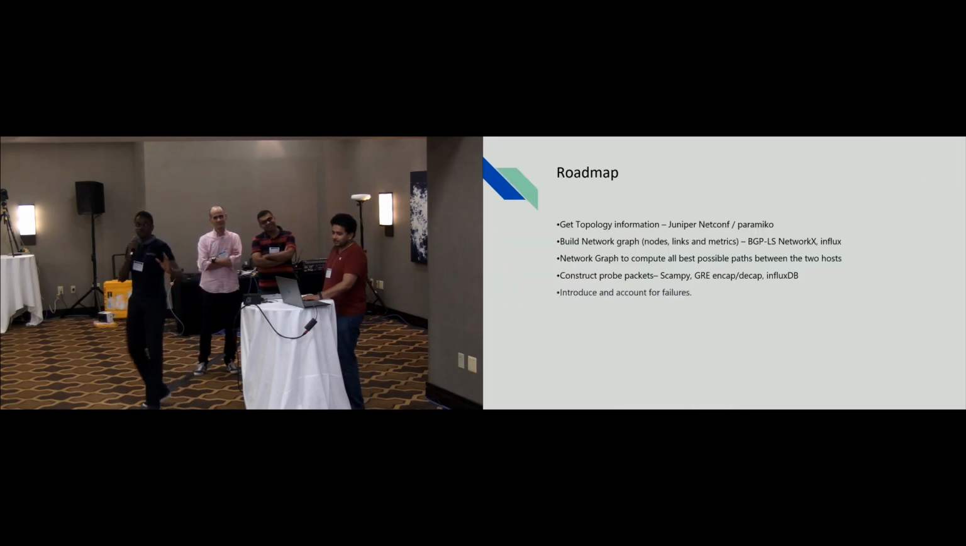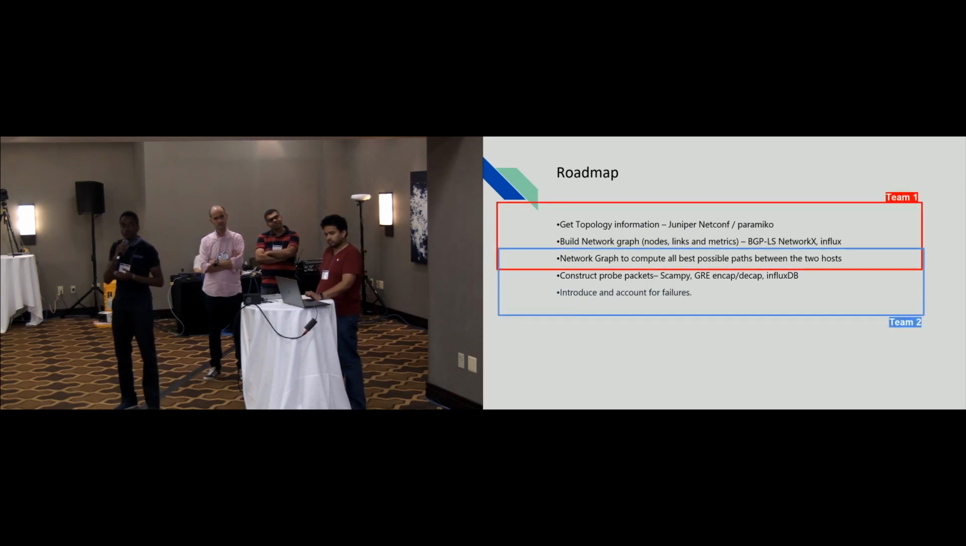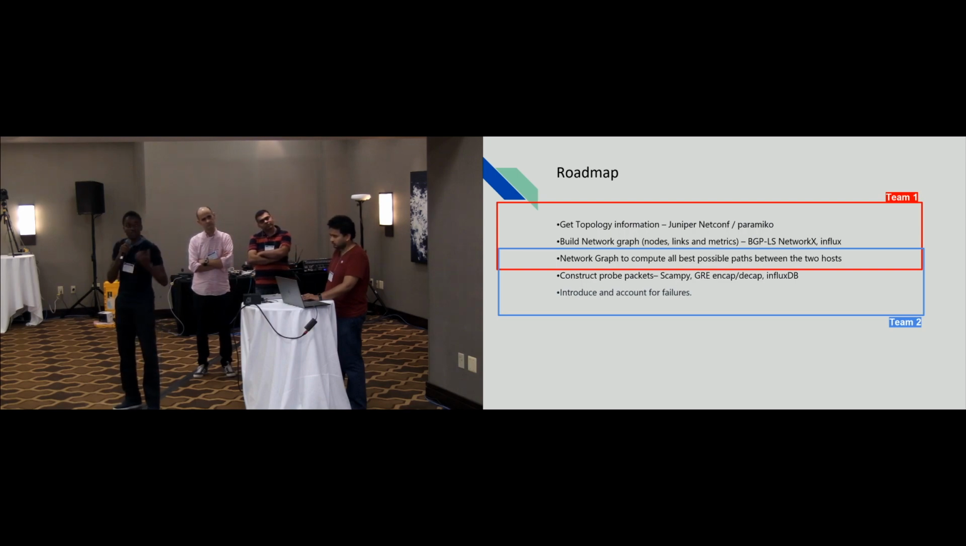Yeah. So this is the roadmap that we decided to follow. We decided first to get, of course, the topology of the network, and then we tried to build the network graph, and to use this graph to get all the possible paths to the two hosts. And then we tried to construct probe packets, and the last step was introducing and accounting for failures, but we weren't able to do that. So we divided the team into 2 smaller groups. The first group was supposed to do the first 3 parts, and the second team was working on the last 3 parts that you can see on the board.